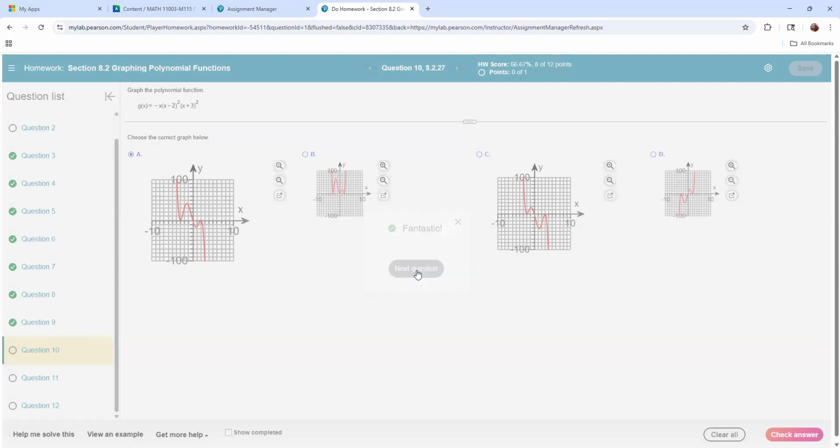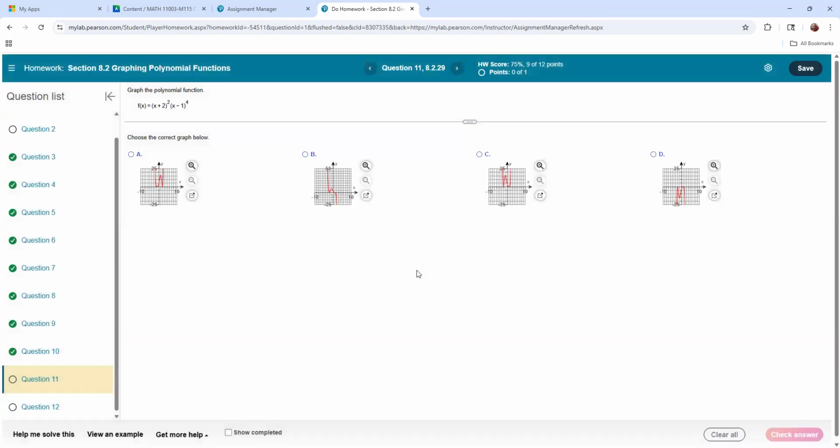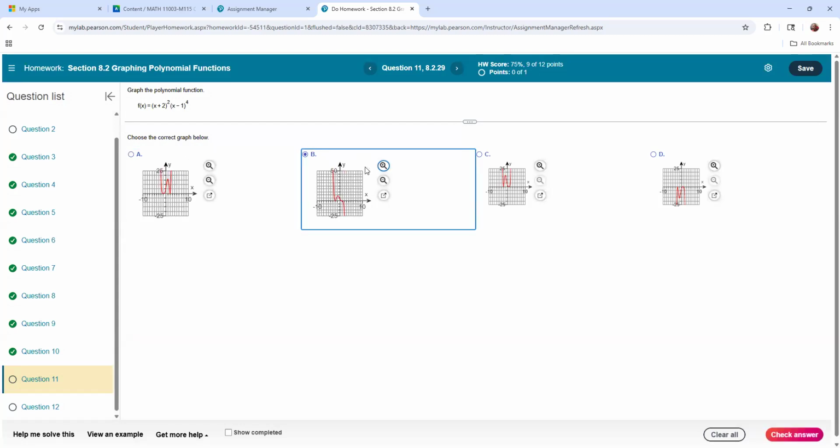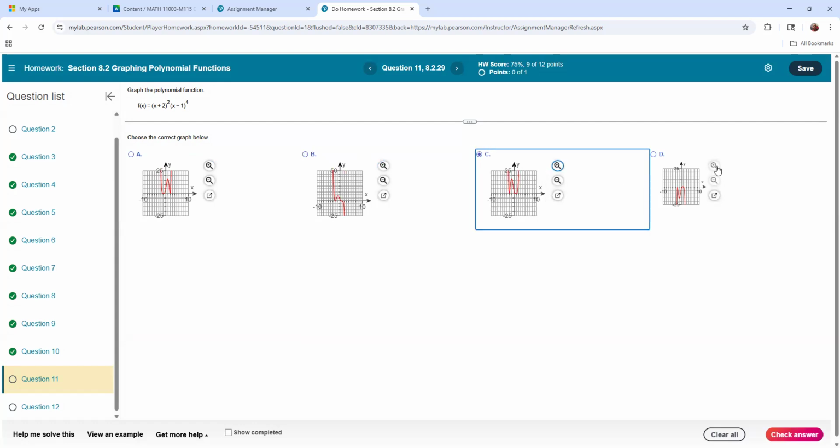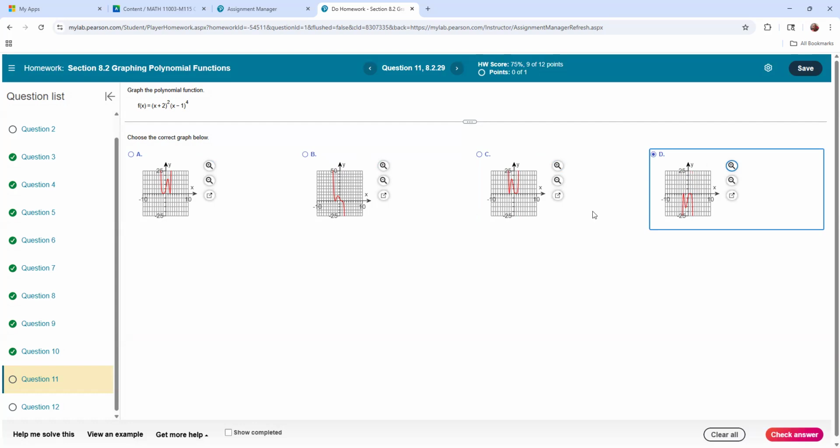And that's the trick on these, is just graphing them and seeing what you get. So this one is both up, this one's down. This one, they're both up. And then D, they're both down.